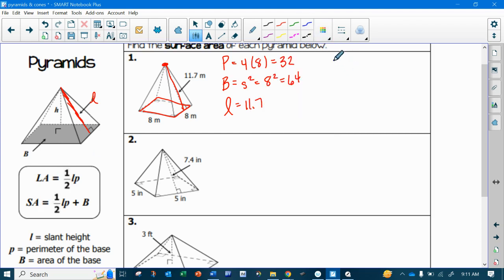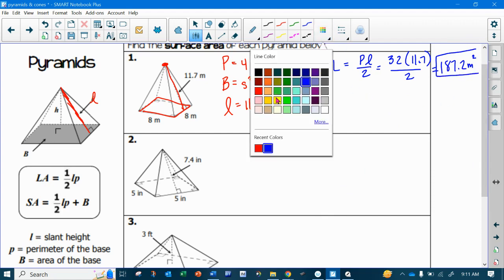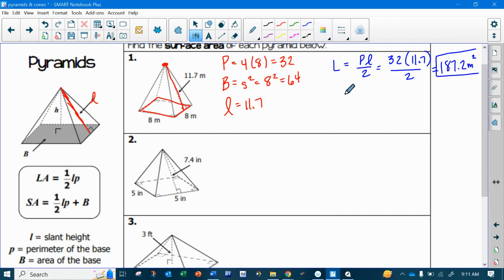So starting with the lateral is perimeter times slant height divided by 2. Perimeter is 32. The slant height is 11.7, and I'm going to divide by 2. And then I'm just going to type it in. So 32 times 11.7 divided by 2 is 187.2. And that is meters squared. Also, make sure you are typing it in the calculator and checking my answers, because I did make multiple mistakes yesterday. And I'm sure today will be no different.